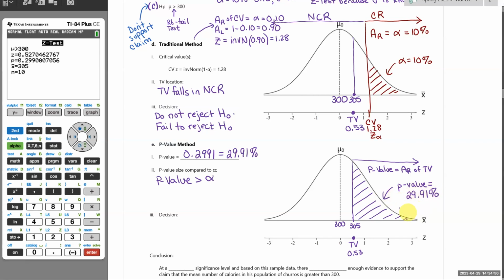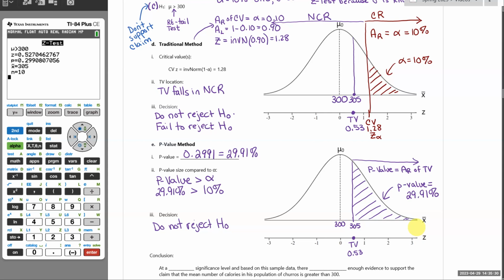So my visual was right. That p-value, 29.91%, is a bigger area than 10%. So 29.91% is bigger than 10%. So when your p-value is bigger than your alpha, it means do not reject the null. Do not reject H naught. When our p-values are big, it means that our test value, our X bar 305, is not far to the right.